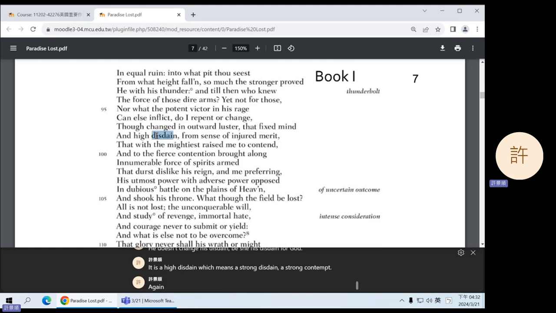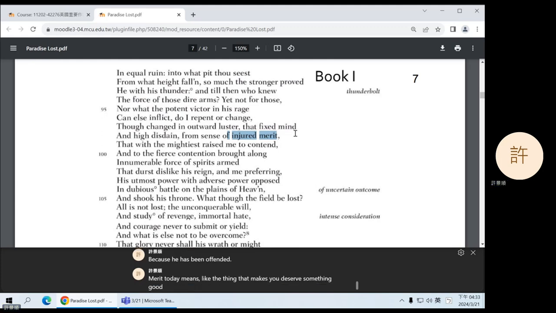Again, we still use this word today. From sense of injured merit, why does he feel this way? Because he has been offended. Merit today means like the thing that makes you deserve something good. So here, injured merit means he feels like he deserves to rule, but he lost. And so you can say like his pride or his ego has been injured.